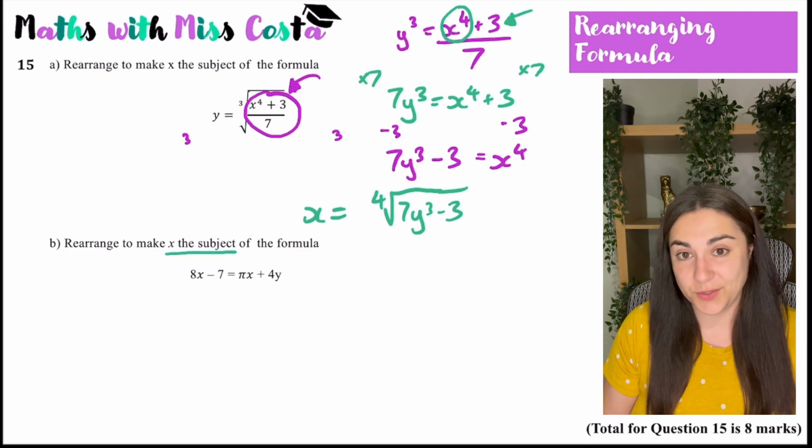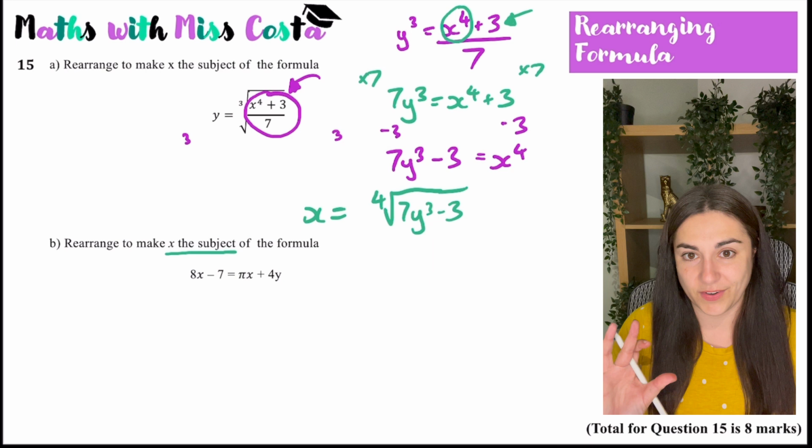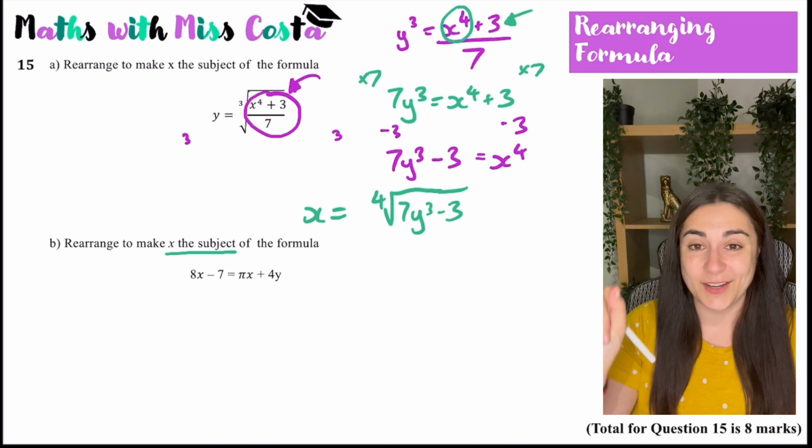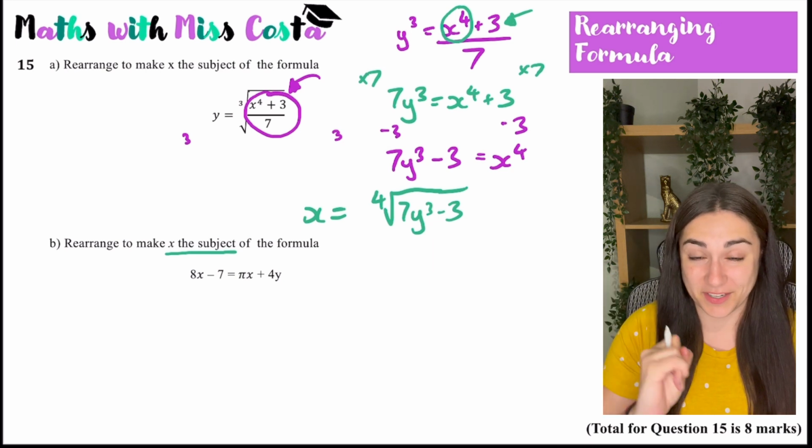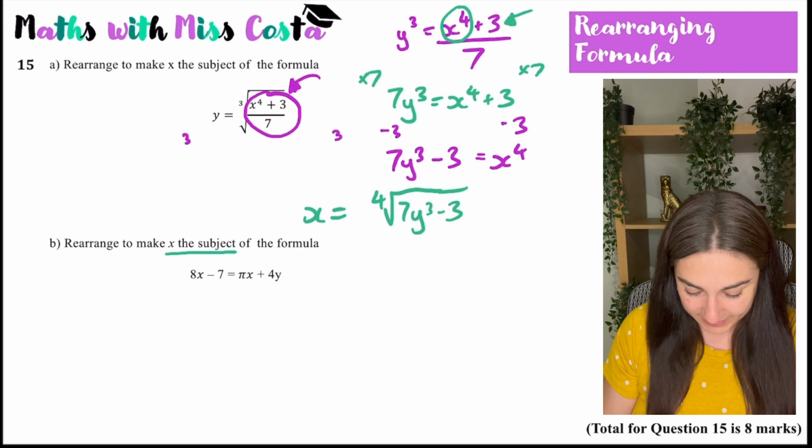Over here we've got another subject of the formula. So you've got 2 terms that have x in it. So what you want to do, if you've got 2 terms that have x in it, bring them both to the same side, and then you're going to want to factorize. So let's move everything around.